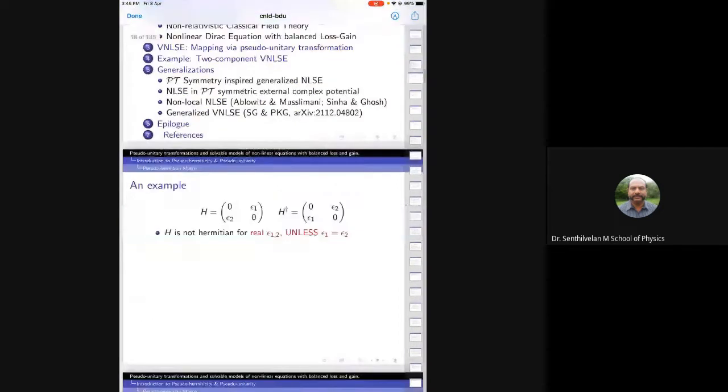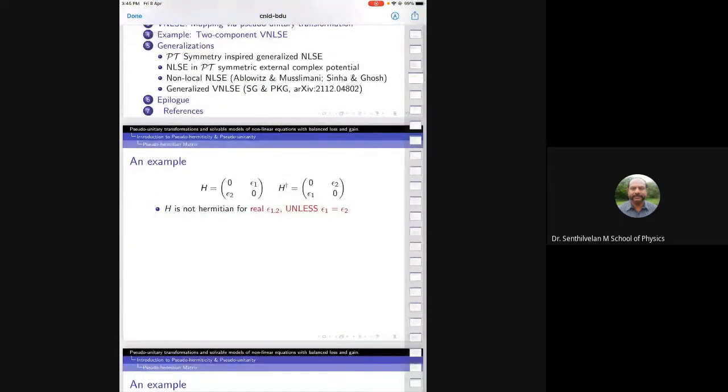Okay. Now, as I said, first, let me introduce the general definition of a pseudo-Hermitian matrix. A simple example is a 2 cross 2 matrix, say H is 0, epsilon 1, epsilon 2, 0. Following the standard technique of complex conjugation followed by transpose, consider the H dagger, basically the adjoint matrix. Then we can see that it is not Hermitian for real epsilon 1, 2. Epsilon 1, 2 are real parameters. Then H is Hermitian only if epsilon 1 is equal to epsilon 2.